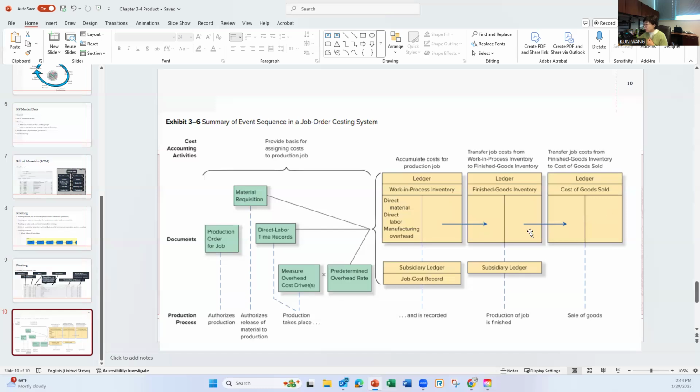So cost flow. As the physical units flow from the beginning to the end, for the accounting system, we also make sure they are transferring in the right direction with accurate data flow within the system. Okay, so that's the cost flow. We'll elaborate more in the next video.